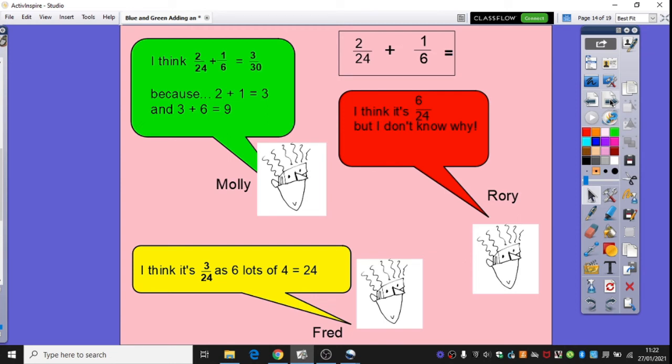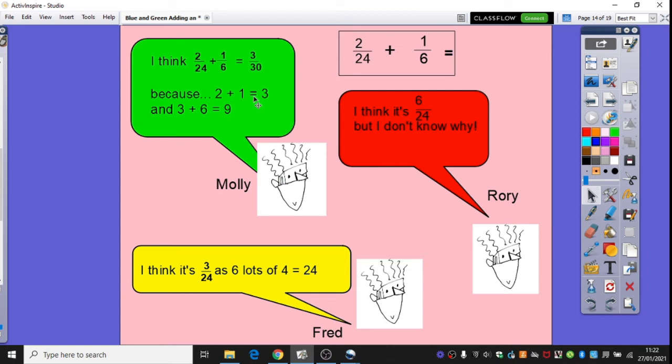Now, I've got a calculation here which says 2/24ths plus 1/6. And these 3 children, Molly, Rory and Fred, have had a go at working out the answer. So Molly said, I think 2/24ths plus 1/6 is 3/30ths, because 2 add 1 is 3 and 3 add 6 is 9. Okay, so I'm not quite sure what Molly means there by the second one, but maybe you do. Rory said, I think it's 6/24ths, but I don't know why.